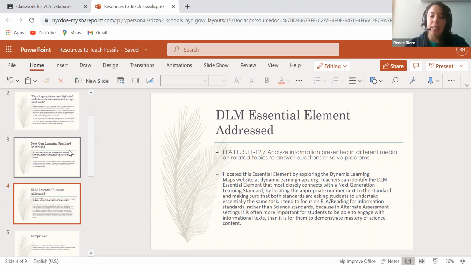I tend to focus on ELA, reading for information standards, rather than science standards, because in alternate assessment settings, it is often more important for students to be able to engage with informational texts than it is for them to demonstrate mastery of science content.